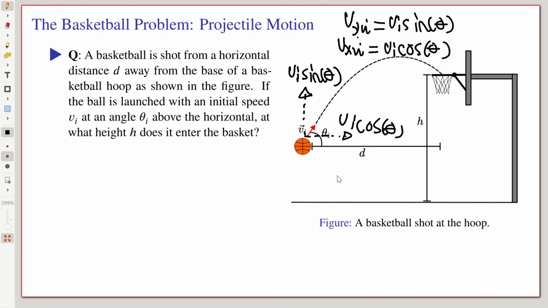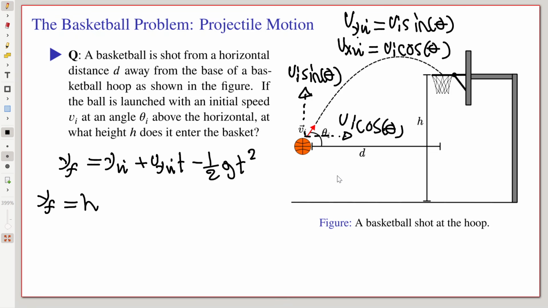Now, we know that one of the vertical kinematic equations is this: y final is equal to y initial plus vyi times t minus 1 over 2 g t squared. Now, we know that y final is basically just the height. y initial in this case is 0. Why is that? Well, basically this is our frame of reference. This is where the motion takes place.